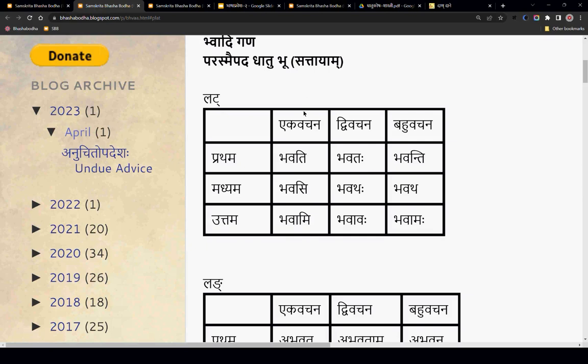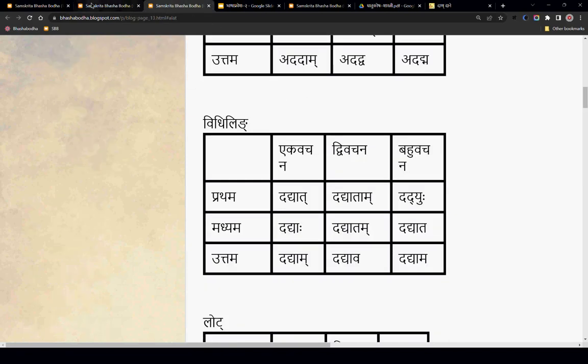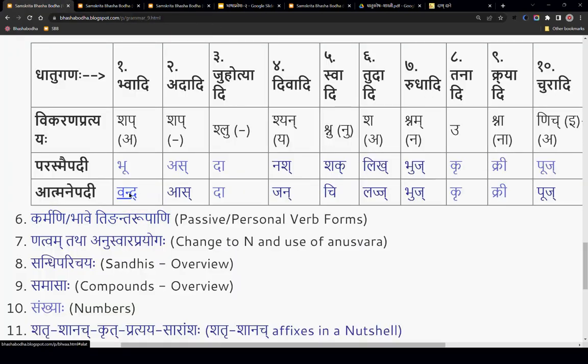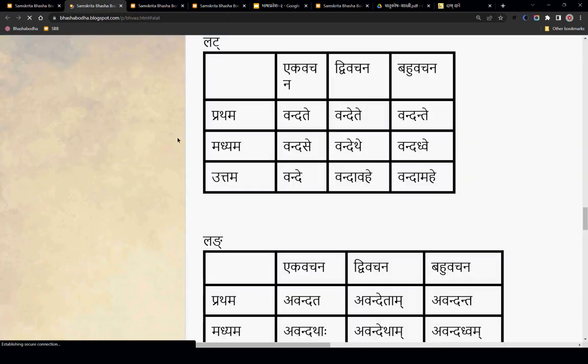For Atmanepadi dhatus, the ending will be like te, ante. Like if you look at the vand dhatu here: vandate, vandete, vandante, right? Vandase, vandethe, vandadhve, vande, vandavahe, vandamahe, etc. So the ending sound or letter is based on the pada. That's how the dhatus are classified into two padas.